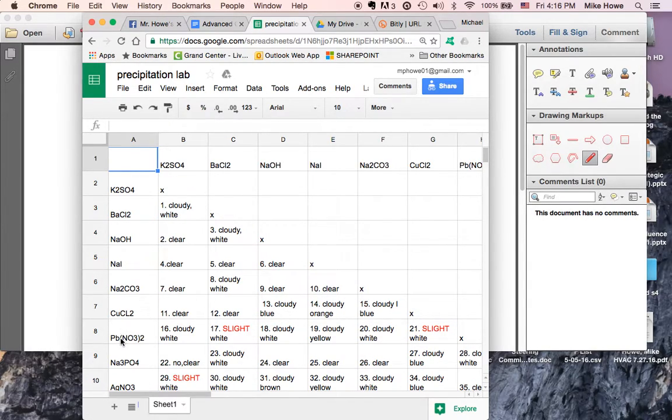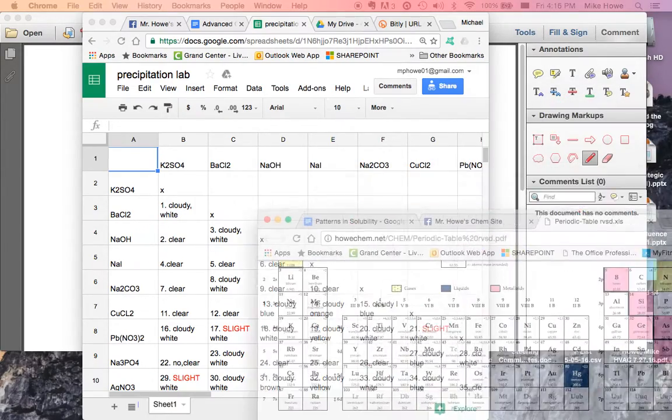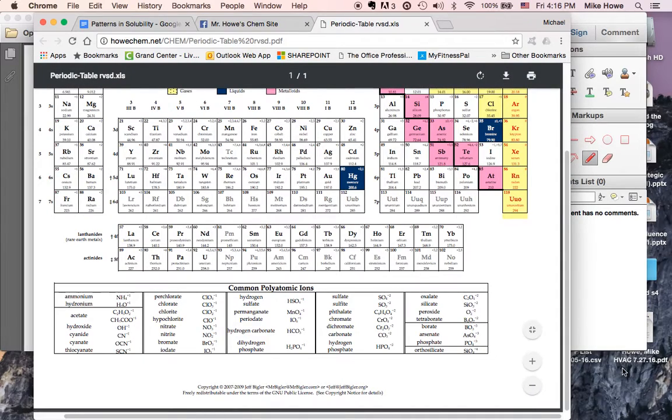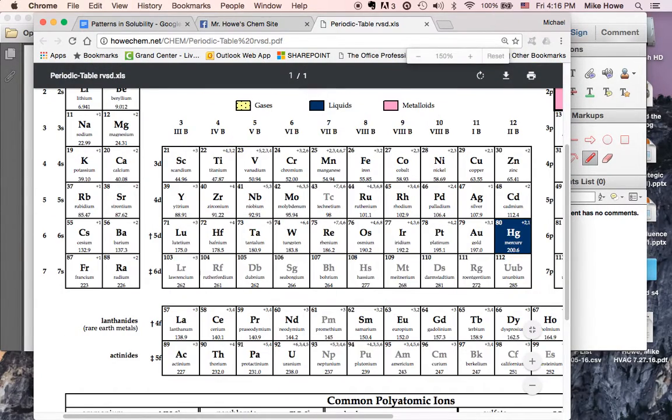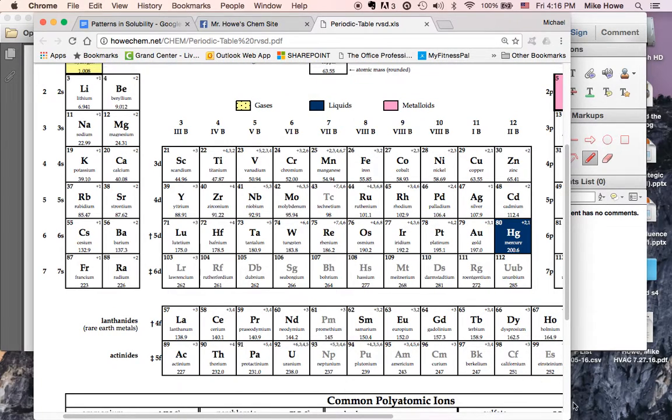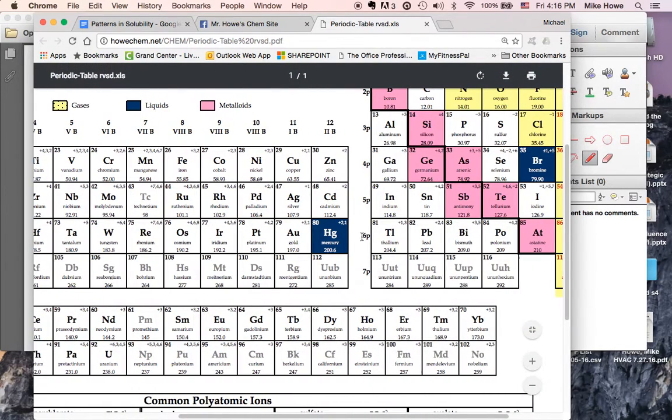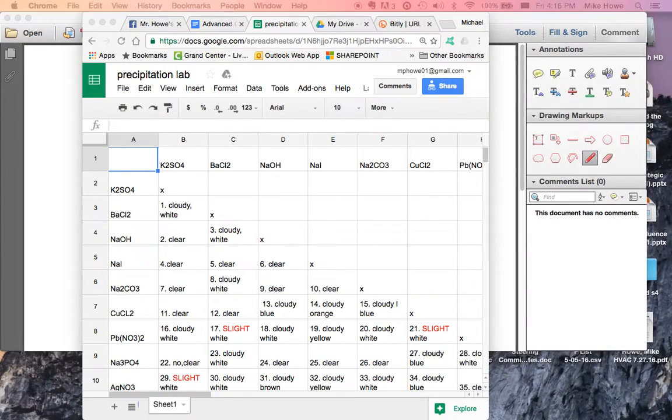For example, if you look at lead on your periodic table, here's lead. You'll see that lead is a +2 or a +4 charge. See how it's listed as +2 or +4? See how it says 2 or 4? So you're going to have to know which it is. Is it 2 or is it 4? Here's how you're going to know.